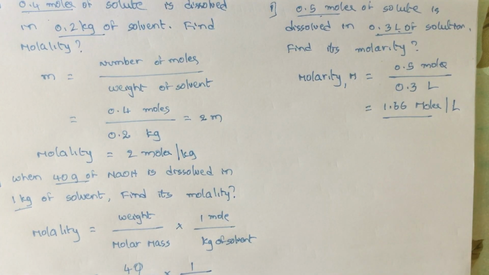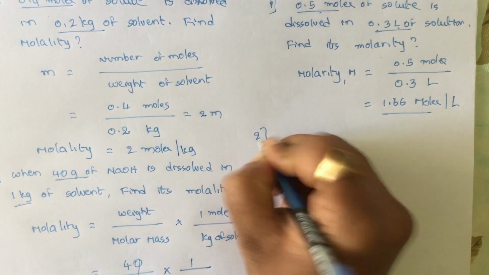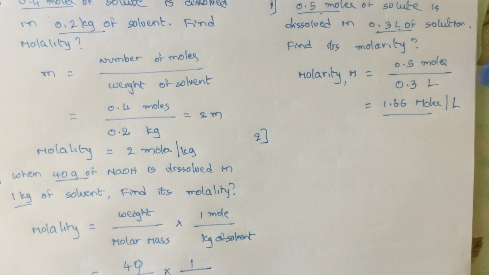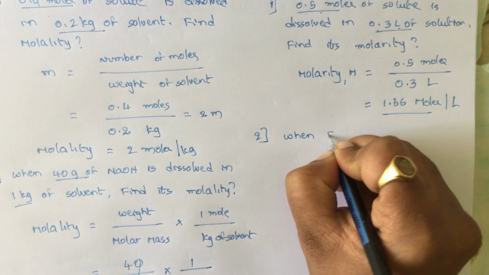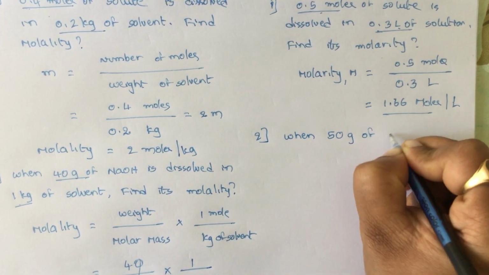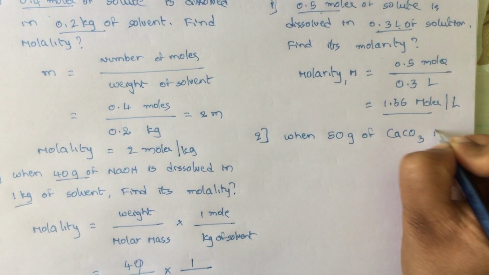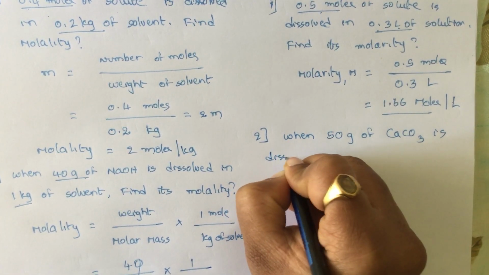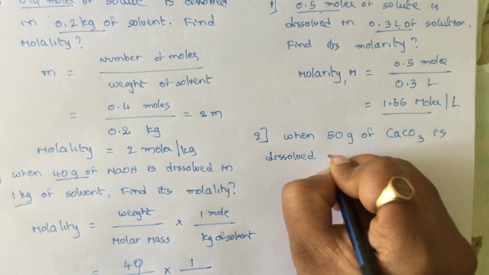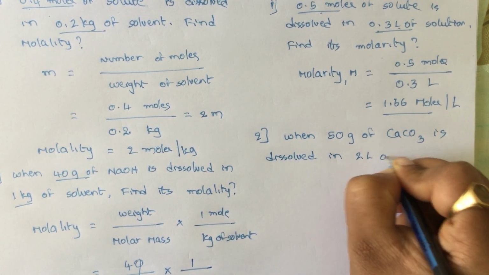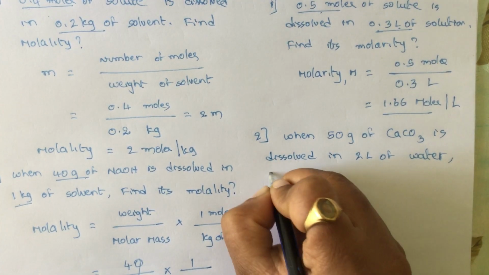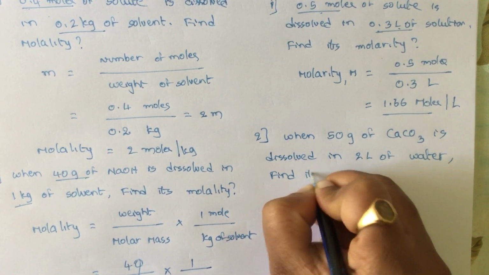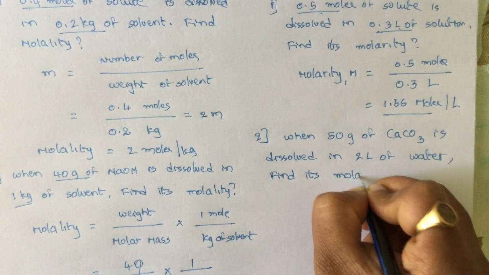Okay, now one more formula I'm going to write here. How can you solve a molarity problem? When 50 grams of calcium carbonate is dissolved in 2 liters of water, find its molarity. Find its molarity.